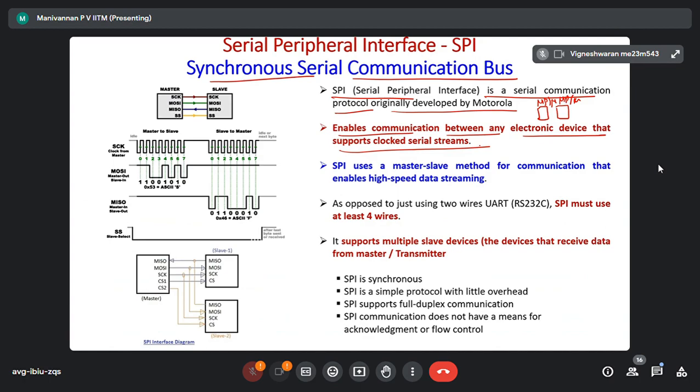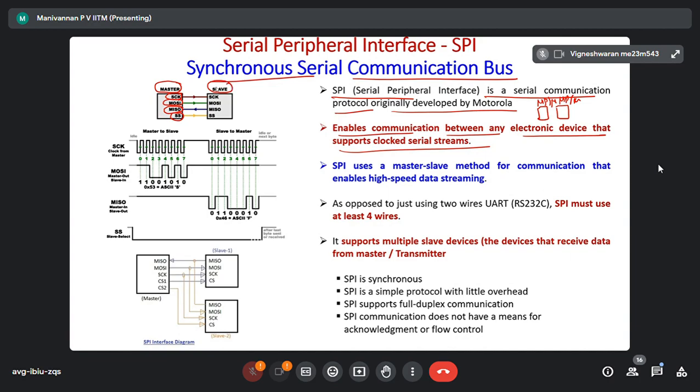As I told yesterday, in synchronous communication you have four lines, four wires. One wire is called SCK, the clock wire. The second one is MOSI. The third is MISO. The fourth one is SS. This is the standard nomenclature, right? The device which sends the data is called the master device. The device which receives this data is called the slave device, right?